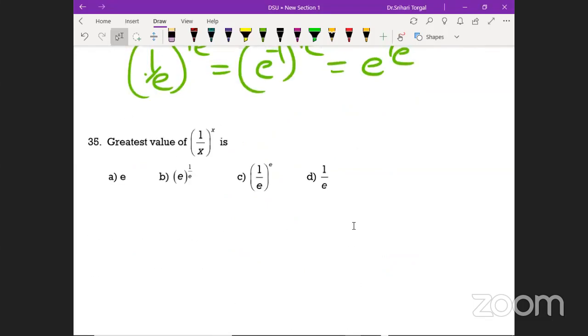Tell me, what is the answer here? We have to put x equal to e or 1 by e. Tell me. What do I have to put? x equal to e or x equal to 1 by e? You have to concentrate on the power. If it is x, put x equal to 1 by e. That's it.